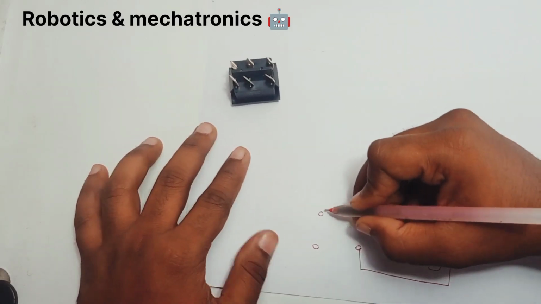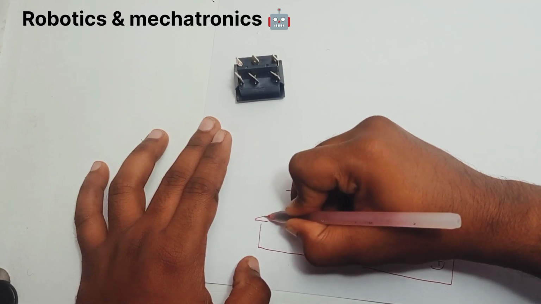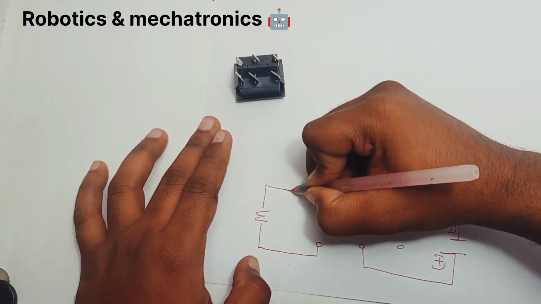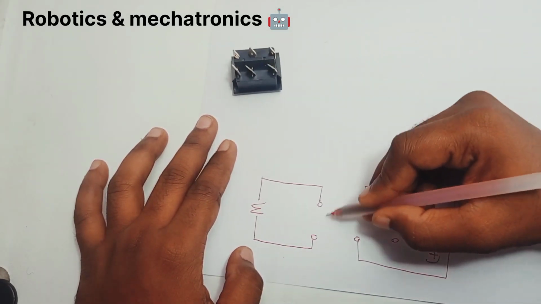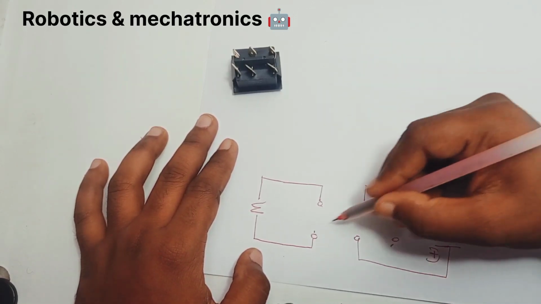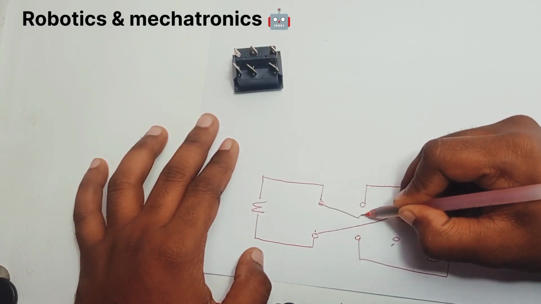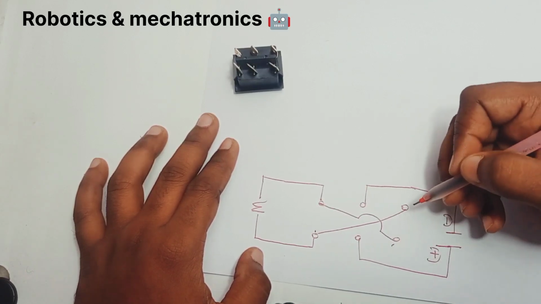Okay, these two are the output that is connected with the motor, and these terminals 1, 2, 3, 4 are connected diagonally, so that is why they're connected. This is also connected diagonally.